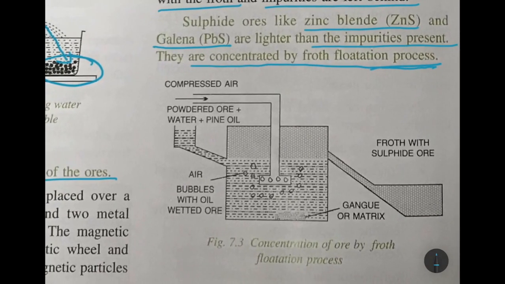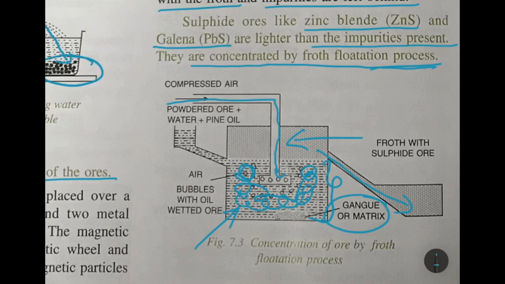So here you can see the powdered ore, water and pine oil, and compressed air is passed in through here. When it passes through, this whole thing gets agitated. Here there is water, here there is pine oil, here pine oil and water. When the compressed air is stopped, the oil will come to the surface and wet the ore, and it is lighter, so it comes up to the surface here. This is the froth. The froth is separated from here, and finally in the tank the gangue or the matrix will be left behind, and the froth with the sulfide ore is separated.